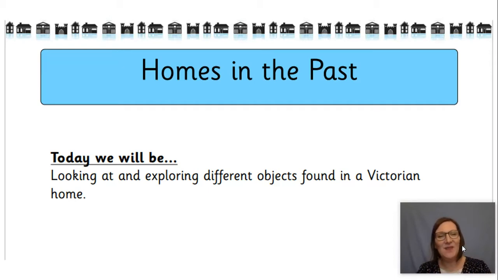Let's continue. Today we're going to be looking at and exploring different objects found in a Victorian home. Do you remember last week we looked at what the Victorian homes were like and where they had their bathroom, for example, and where they had things in their living room that was a bit different to our living rooms today. Today we're going to really immerse ourselves in that and have a look at the difference between the modern day living room and the Victorian living room, and the modern day kitchen and the Victorian kitchen.